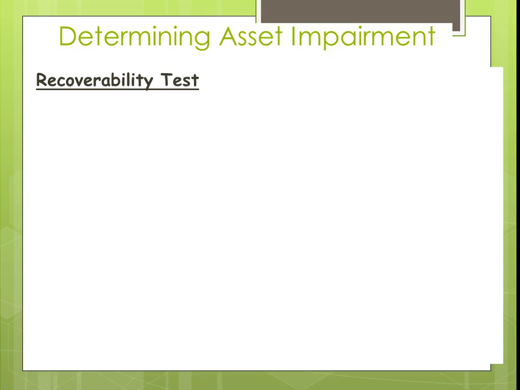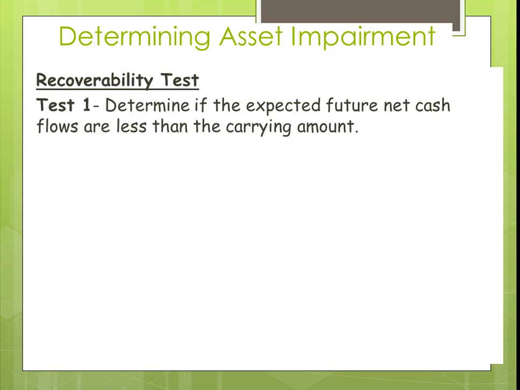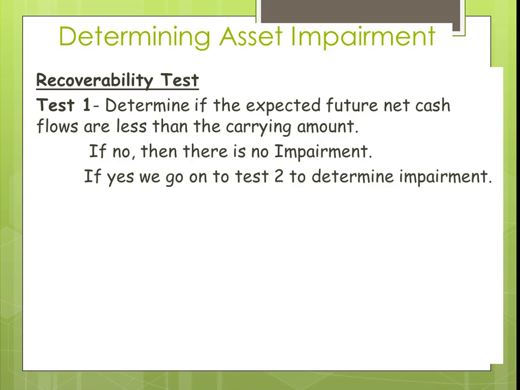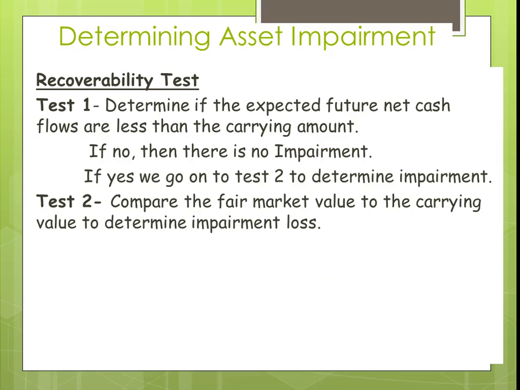Now, what happens if we have an asset impairment? Well, we have to do our test, which is we need to determine if the expected future net cash flows are less than the carrying amount. If no, there is no impairment. If yes, we have to do test 2, which is we need to compare the fair market value to the carrying value to determine impairment loss.